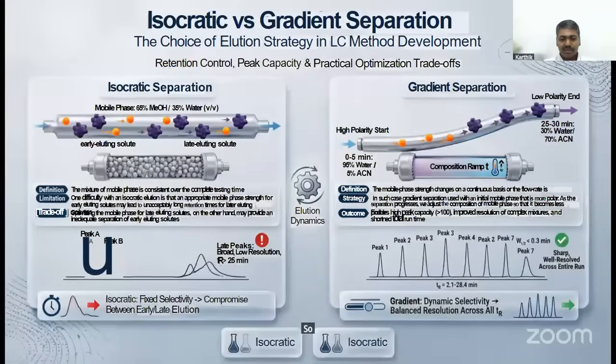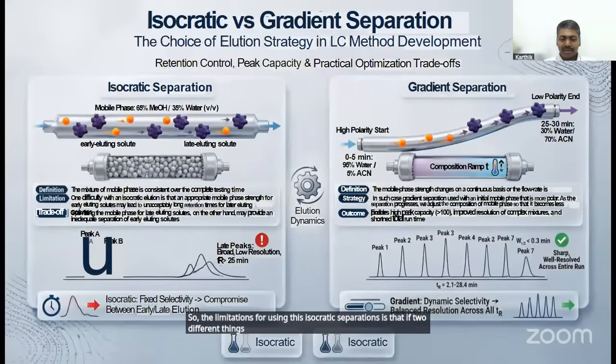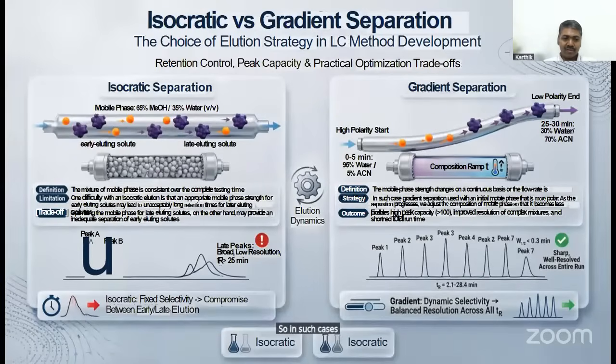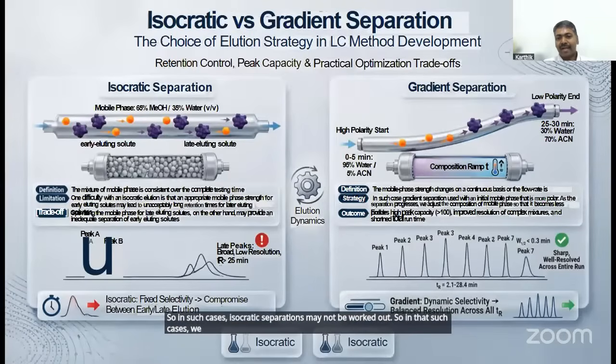The limitation of using isocratic separation is that if two different analytes have to be separated, and one elutes late and one elutes faster, then in such cases isocratic separation may not work out. In such cases, we have to go for gradient separation. In gradient separation, we can start with a more aqueous polarity, and then slowly increase the organic phase.